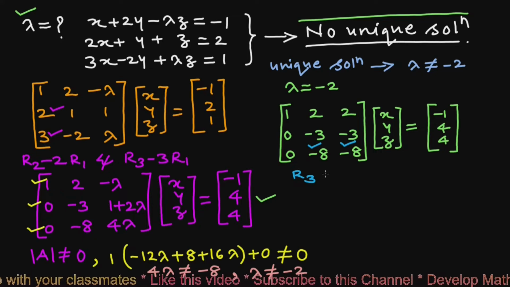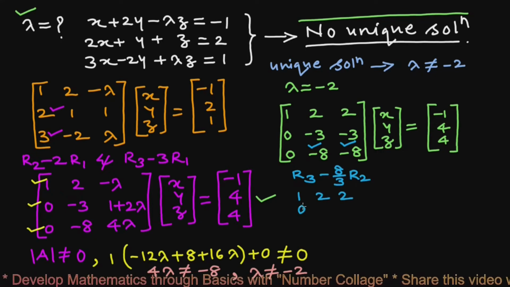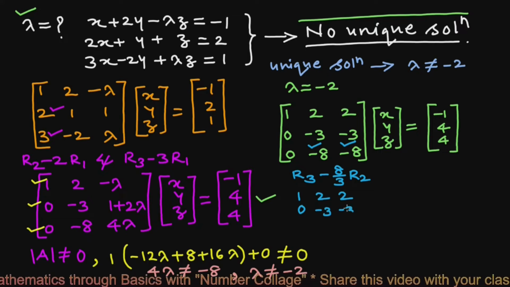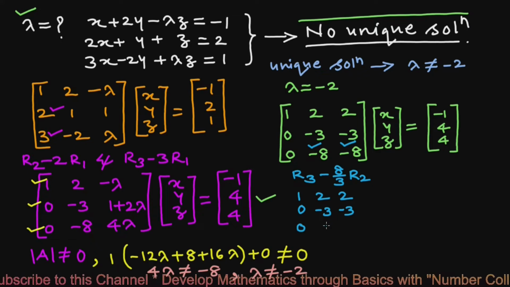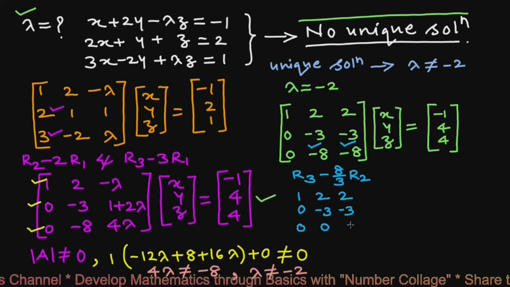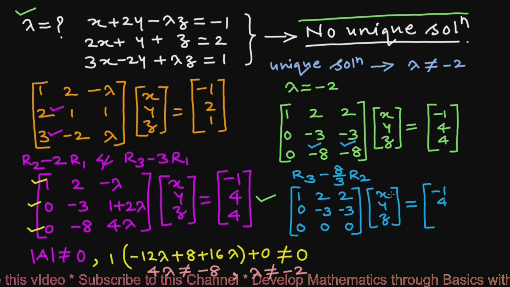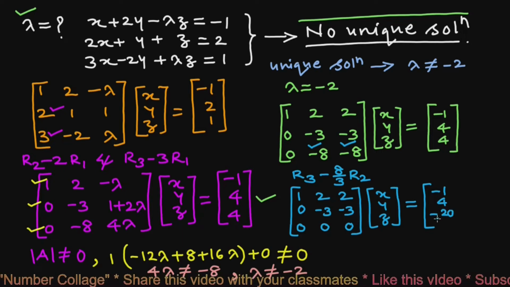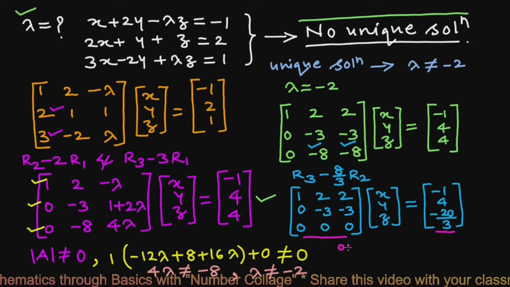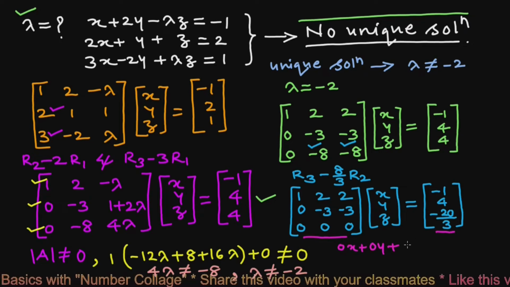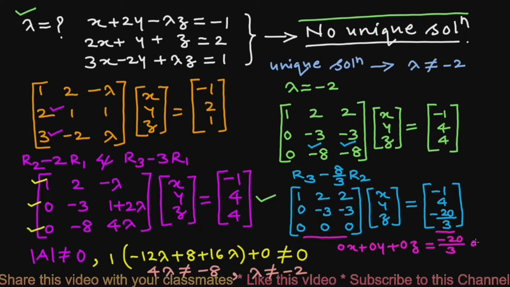R3 minus 8 by 3, R2. Therefore, 1, 2, 2, 0, minus 3, minus 3. 0 plus 0 will be 0. Minus 8 plus 8 will be 0. Minus 8 plus 8 will be 0. Minus 1, 4. 4 minus 32 upon 3 will be minus 20 upon 3. Now, the last equation gives 0x plus 0y plus 0z equals minus 20 upon 3, which is absurd.